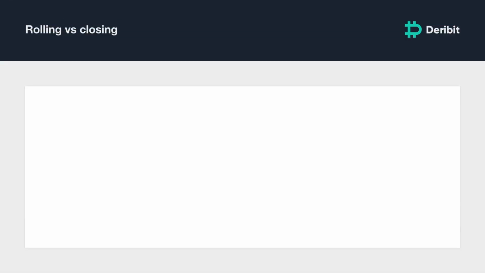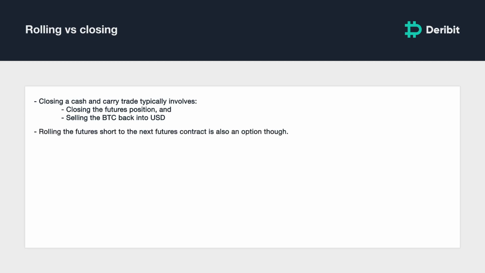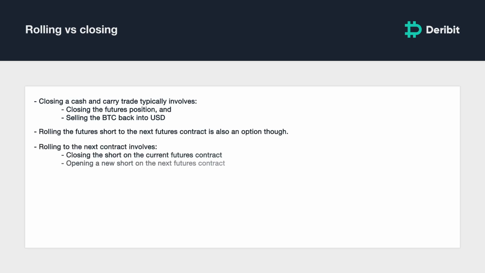There is an alternative to completely closing the trade, and this is rolling it to the next contract. We mentioned earlier that to close the trade, you buy back the futures short position, then sell all the remaining BTC back into USD. It's worth mentioning though that if there is already another attractive cash and carry trade available on the next futures contract, you can instead skip out the selling it back to USD step and open a new short on the next futures contract instead.